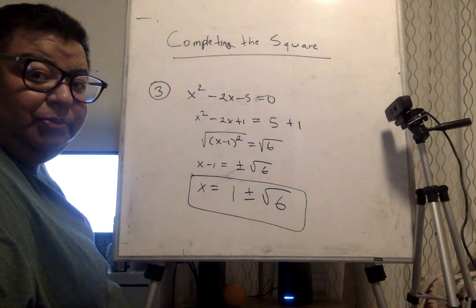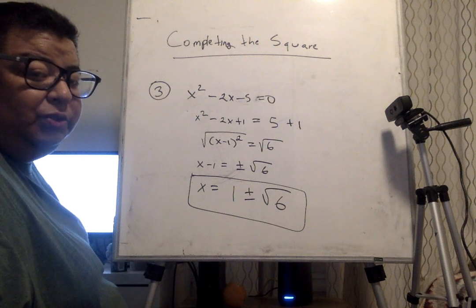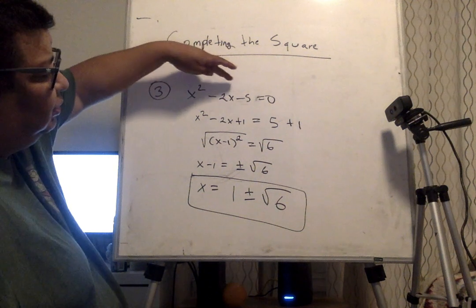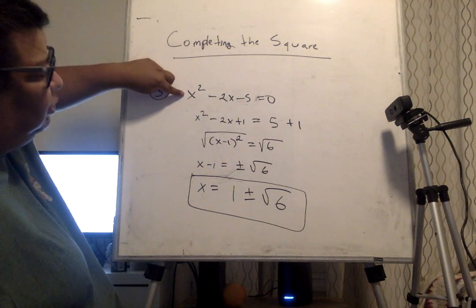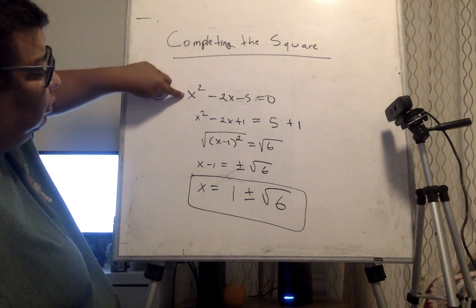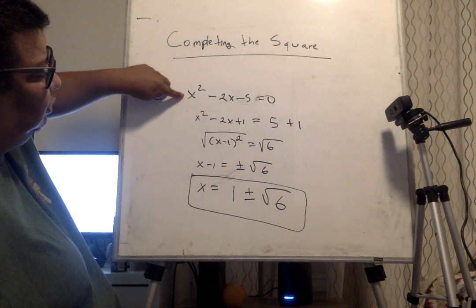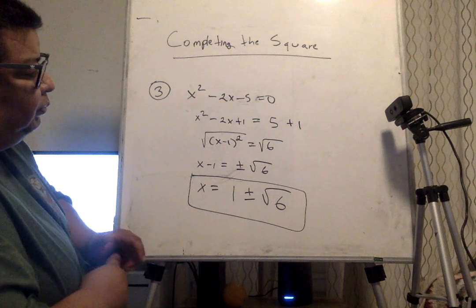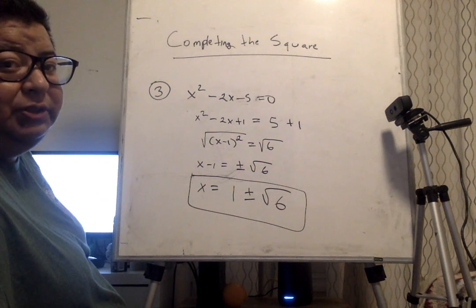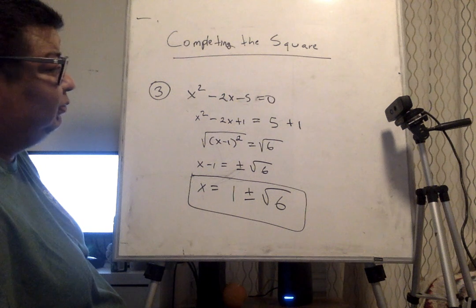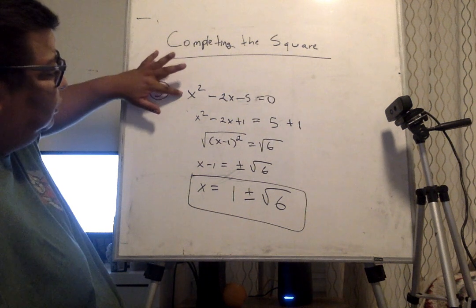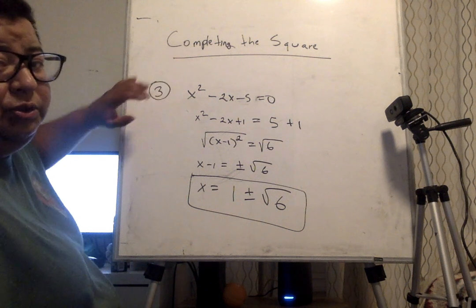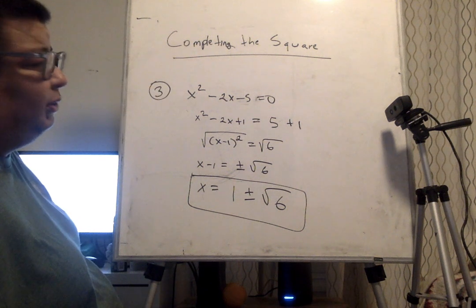So this concludes our video. We learned how to use the completing the square method whenever we have something that is not easily factored, and I suggest you use it when you don't have a coefficient on your x squared term. Otherwise, completing the square is going to be a little more difficult. When you have a coefficient on the x squared, I suggest you use the quadratic formula, and you have another video for it.